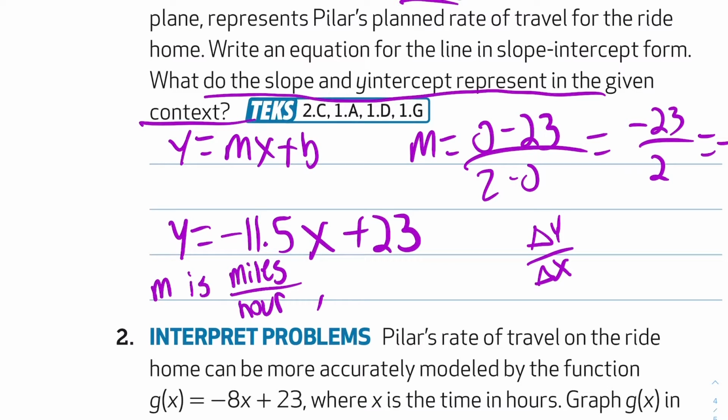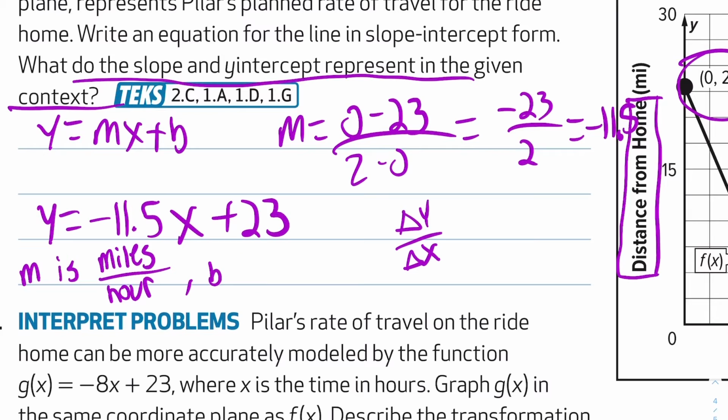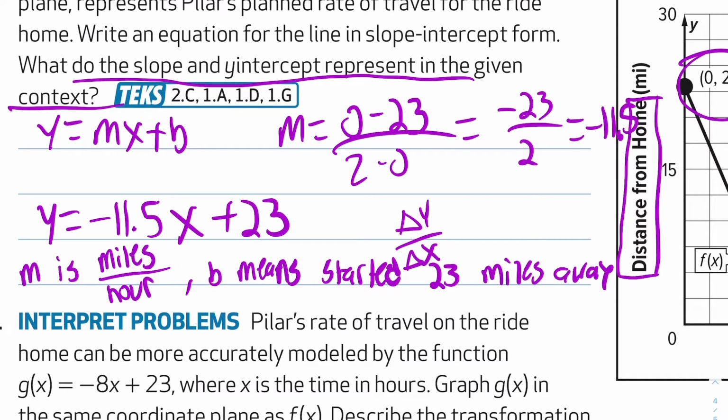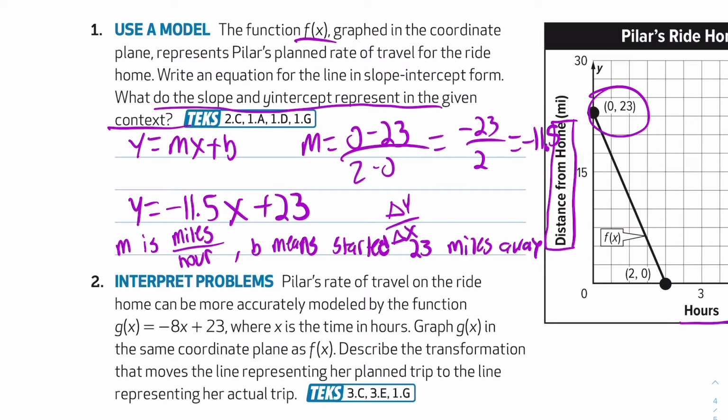Then the y-intercept in the situation is 23 miles, and it says right here, from home is how we're measuring our y's, means she started 23 miles away. Which is actually a really long distance to ride your bike, unless you're like a professional or unless you just ride your bike all the time.